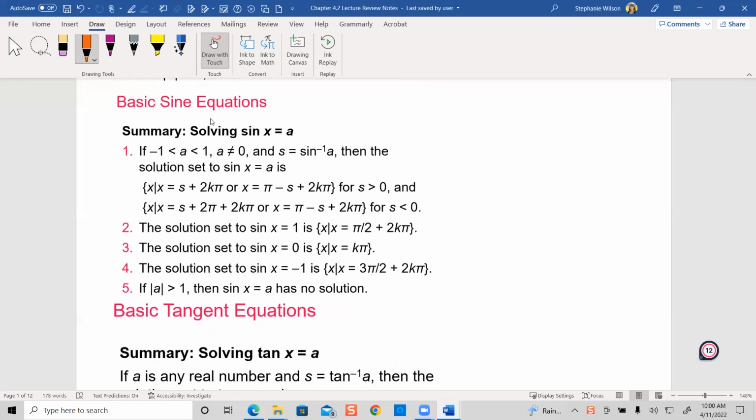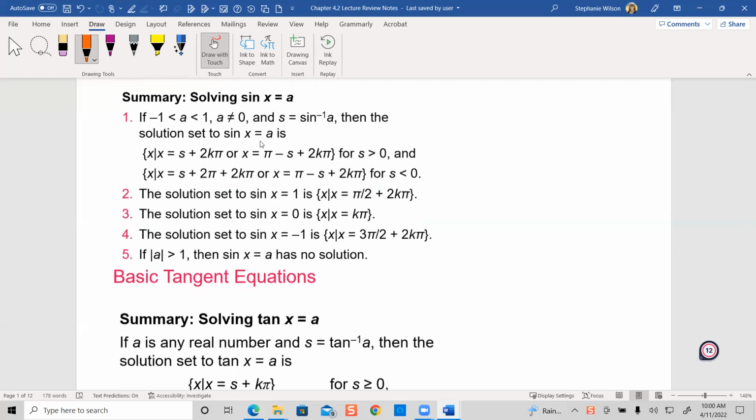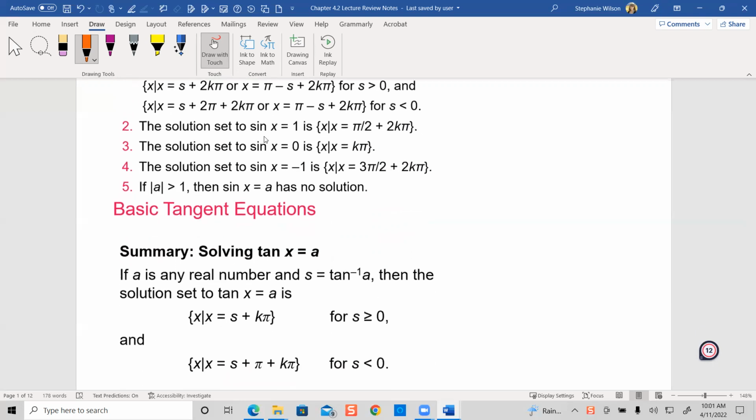Then the basic sine equations. The summary of sine x equals a says that a falls between -1 and 1. A is not equal to 0. Then we get s is equal to the inverse of sine of a. And then we have the solution set of sine x equals a. We have these formulas here where s is either greater than 0 or s is less than 0. And then when sine x equals 1, we get this one, sine x equals 0, and so on, okay?